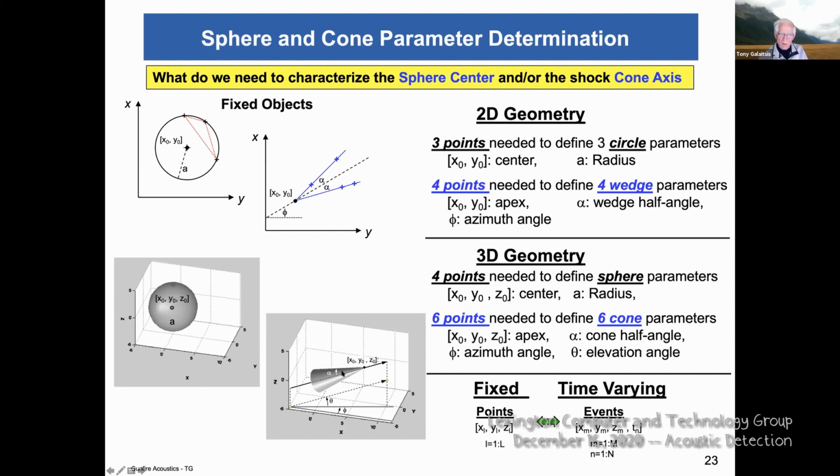And if you look at the cone equivalent of the wedge, you have the same things, the x0, y0, but also the 3rd dimension, z0. And then in addition to the azimuth that we had over here, we have an elevation angle of the axis with respect to the xy plane. So 4 points to define the sphere in 3 dimensions, and 6 points are needed to define a cone in 3 dimensions.